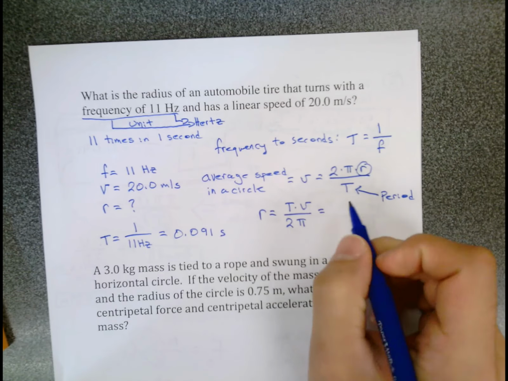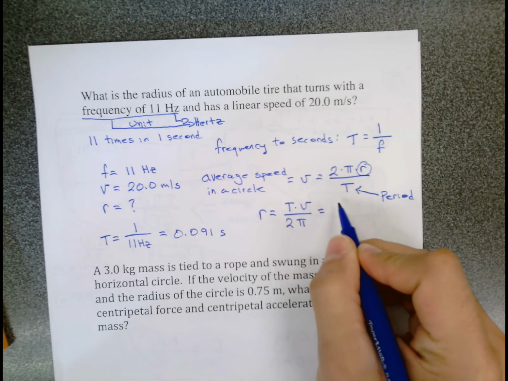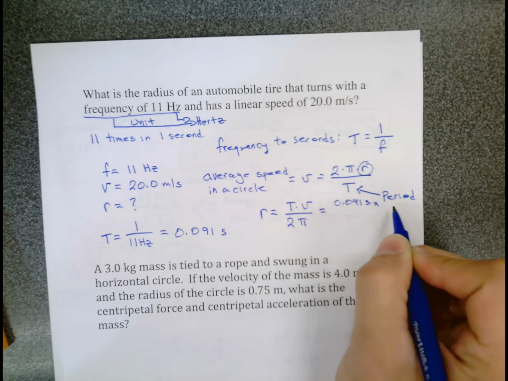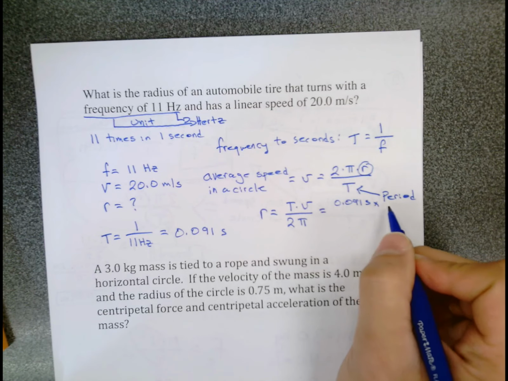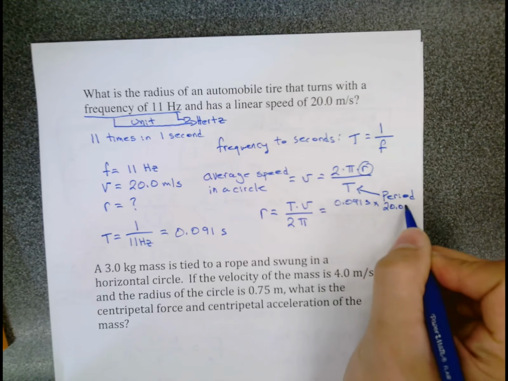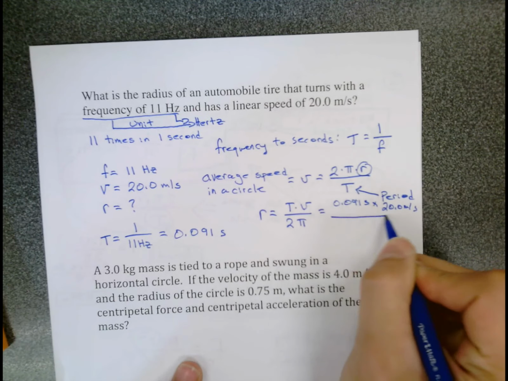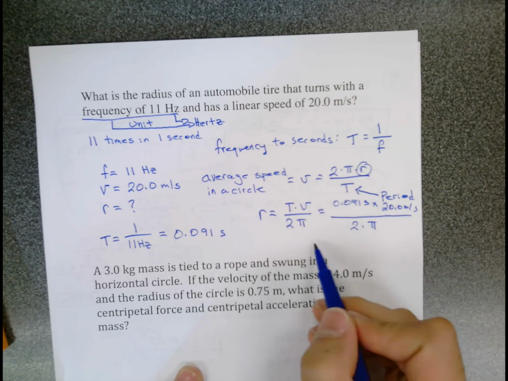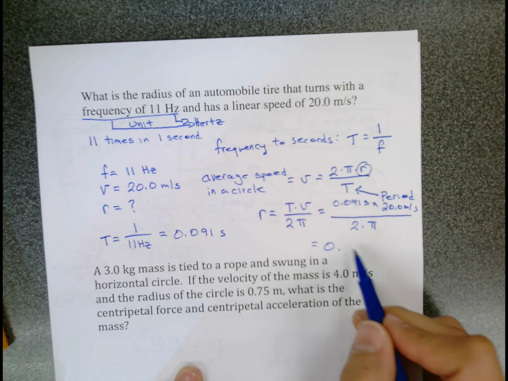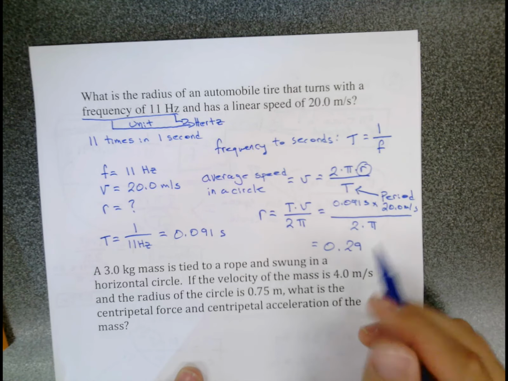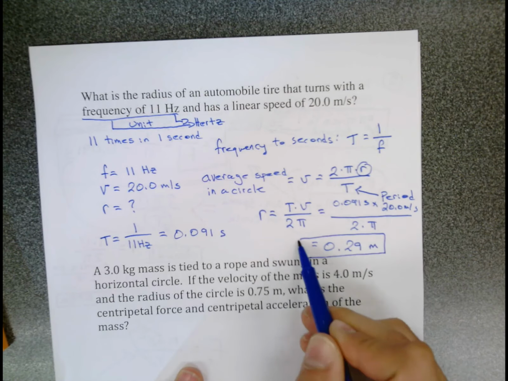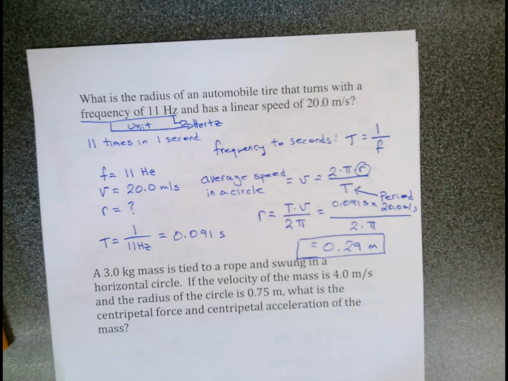And when you plug everything in, that's 0.091 seconds times 20 meters per second divided by 2 times pi, and you get an answer of 0.29 meters as the radius. So not too big of a wheel, not too small of a wheel, essentially what you would consider the wheel of a car.